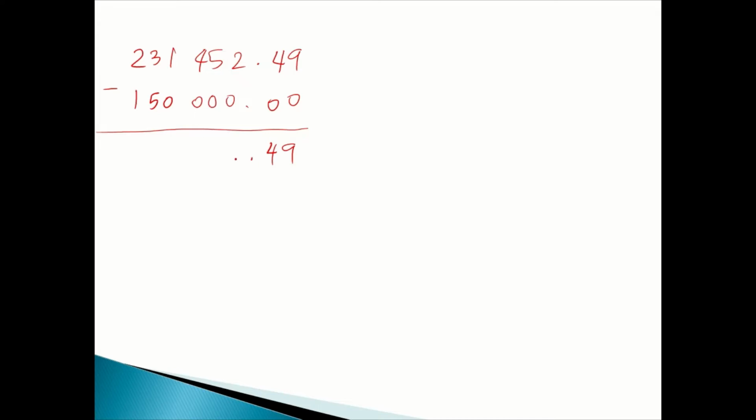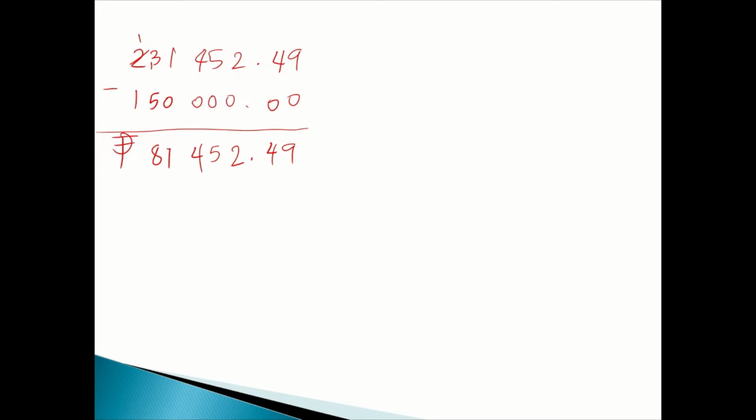After that, 2 minus 0 is 2, 5 minus 0 is 5, 4 minus 0 is 4, 1 minus 0 is 1, and then 3 minus 5, we cannot operate that first, so we're gonna borrow from 2. We're gonna have 13 and 1 here. 13 minus 5 will be 8, and 1 minus 1 is 0, so no need for us to write 0, which means we have a remaining amount of 81,452.49 in our savings account.